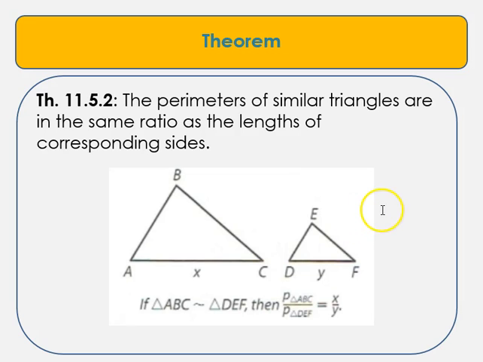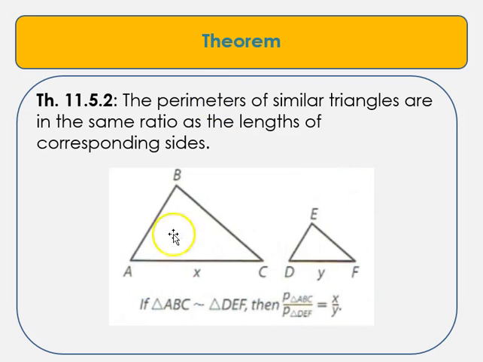The last theorem will be theorem 11.5.2. Now that we've shown that all the parts of triangles can be proved similar using the same ratio that the 2 triangles have, you can also use those ratios to solve for perimeters or area or volume.